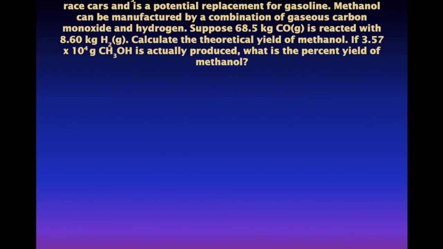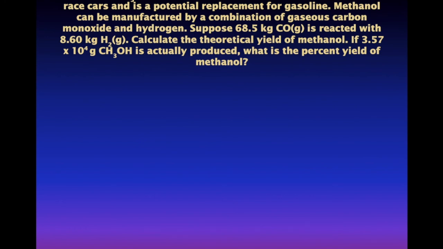It says methanol is the simplest alcohol. It is used as a fuel in race cars and is a potential replacement for gasoline. Methanol can be manufactured by a combination of carbon monoxide and hydrogen. Suppose 68.5 kilograms, let's call it 68,500 grams, make it easier, is reacted with 8,600 grams of hydrogen. Calculate the theoretical yield of methanol. If 3.57 times 10 to the fourth grams, so just move the decimal four times over, is actually produced, what is the percent yield? Okay, I purposely made this confusing.